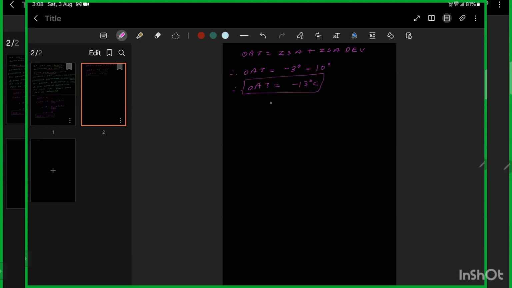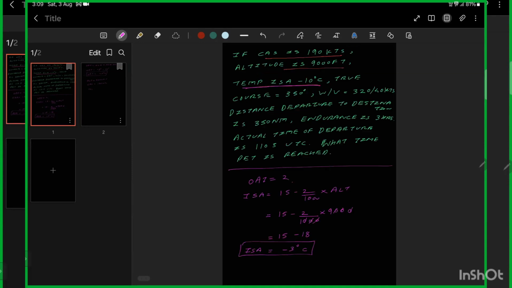Okay. Now we have outside air temperature. We know altitude is 9000 feet. We also know CAS is 190 knots. Can we find out the TAS? Yeah. What else is given? They have also given your wind direction is 320 and force is 40 knots, and the track is 350 degrees. With this, can we find out the TAS? Yes. How? We will use CX3.